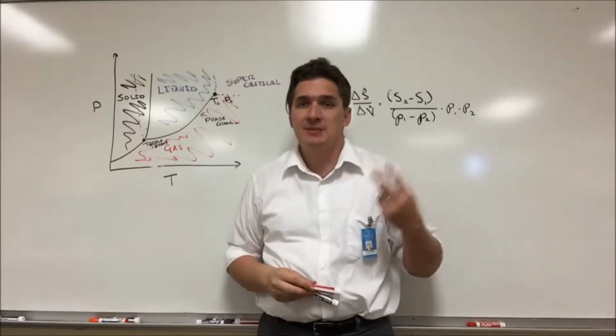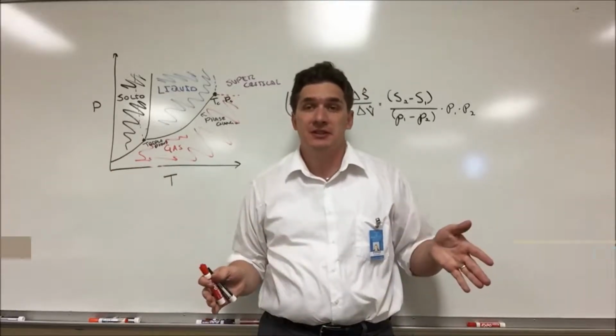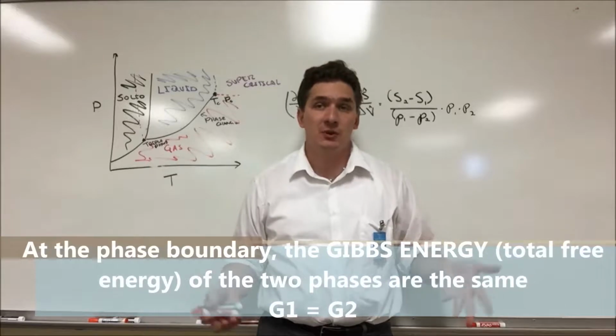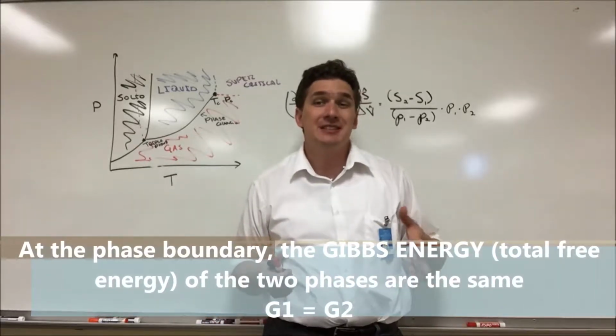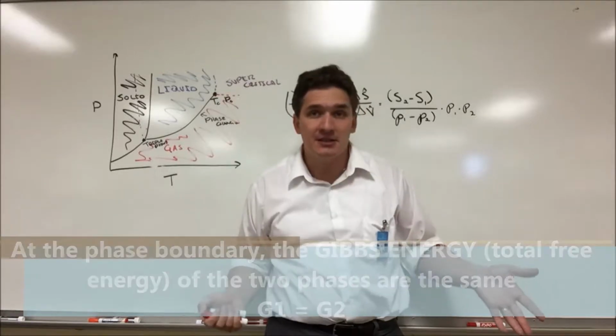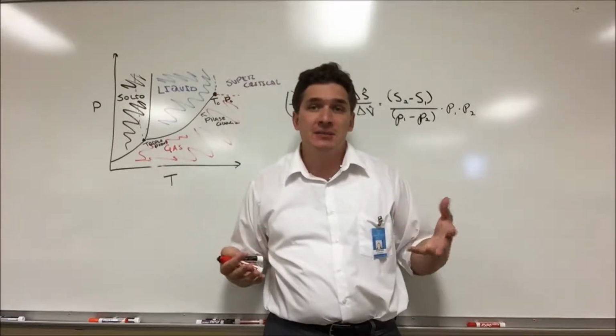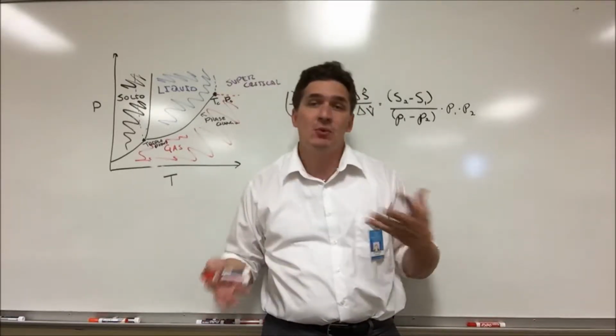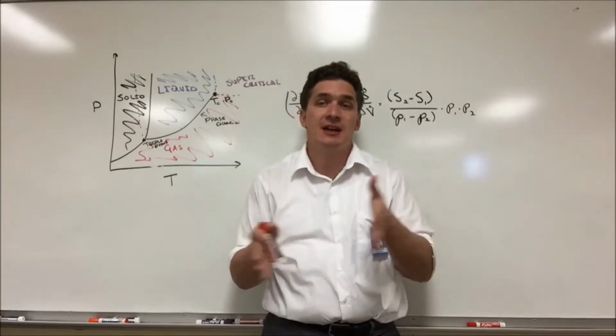The two conditions that have to be true are, one, the Gibbs energy of the two phases have to be the same. And we'll talk about this more when we go into thermodynamics. But basically this says the total energy of the solid has to equal the total energy of the gas, which kind of makes sense. If you've got both existing, that means they're equally favorable. So one can't have more energy than the other. So their Gibbs energies have to be equal.